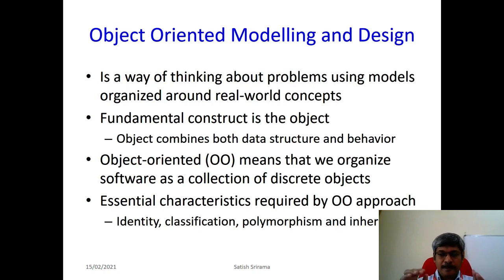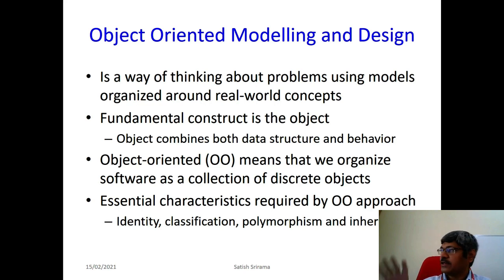Object-oriented modeling and design is a way of thinking about problems using models organized around real-world concepts. That's the fundamental idea. It's a way of thinking of problems using models. The fundamental construct is the object. Everything runs around objects, and an object combines both data structure and its behavior.